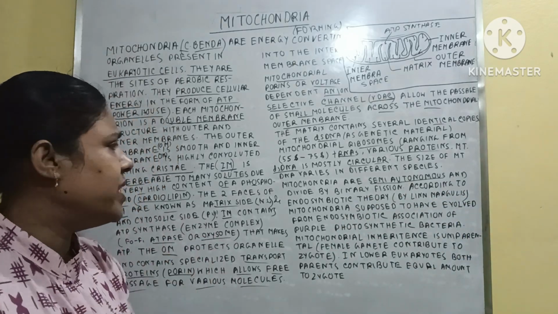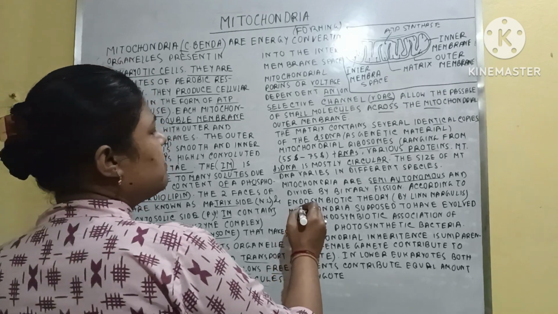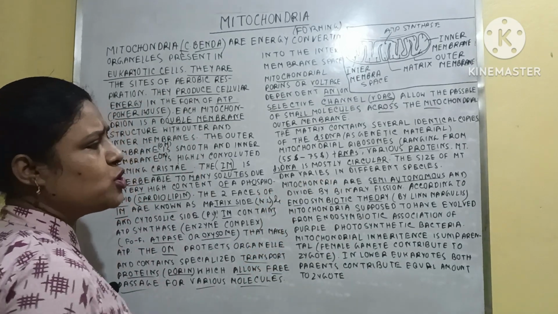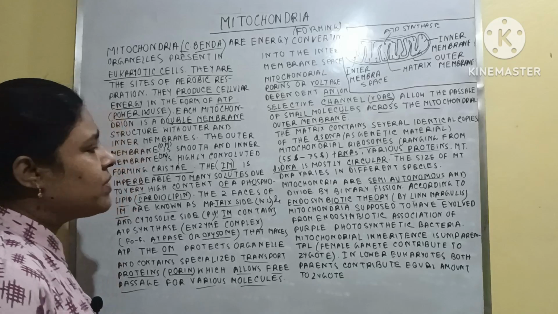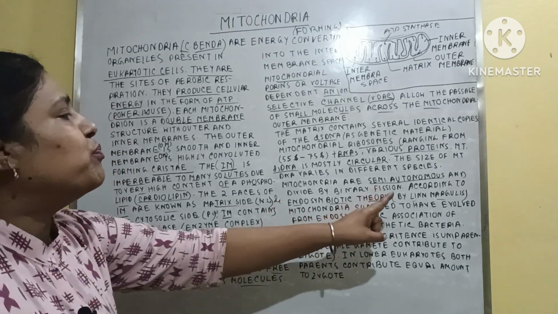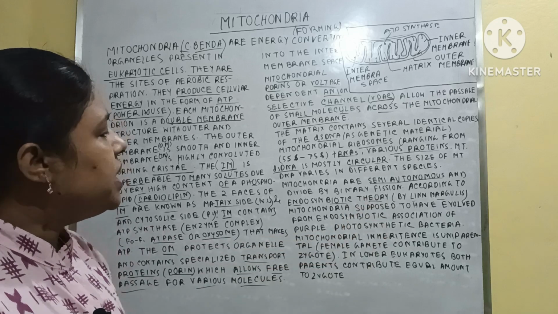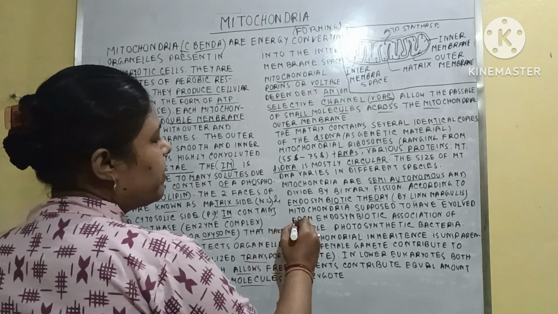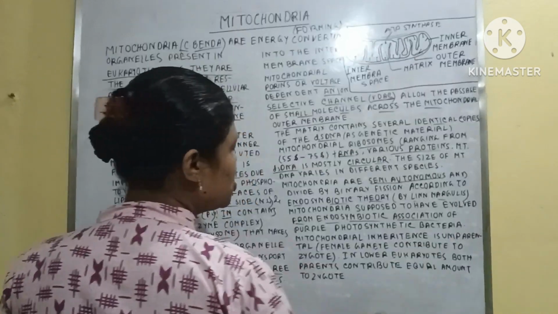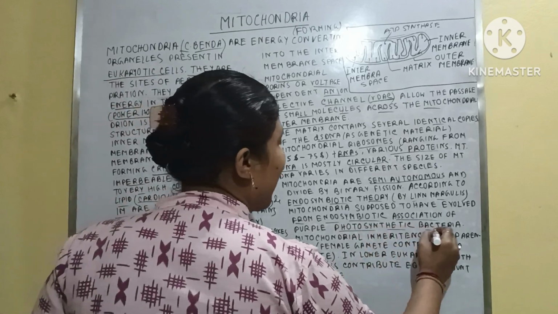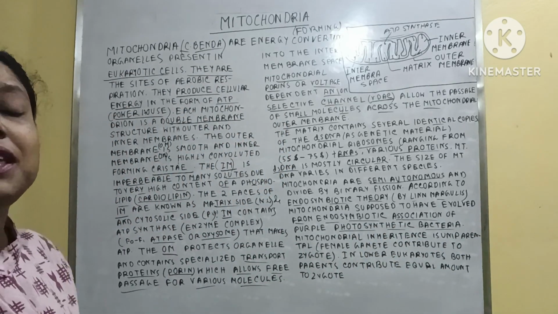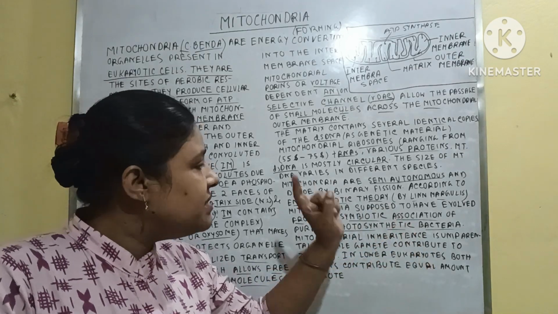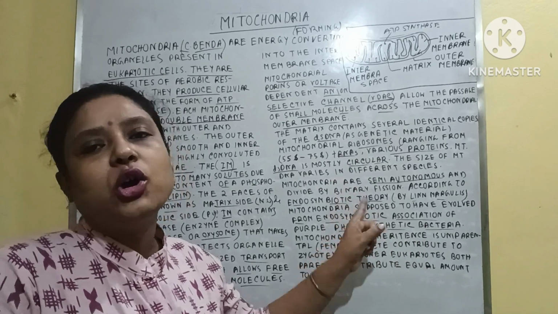According to the endosymbiotic theory, which was proposed by Margulis, the mitochondria is supposed to have evolved from endosymbiotic association of photosynthetic bacteria. By the evolution from bacteria, obviously photosynthetic bacteria, they produced the mitochondria.